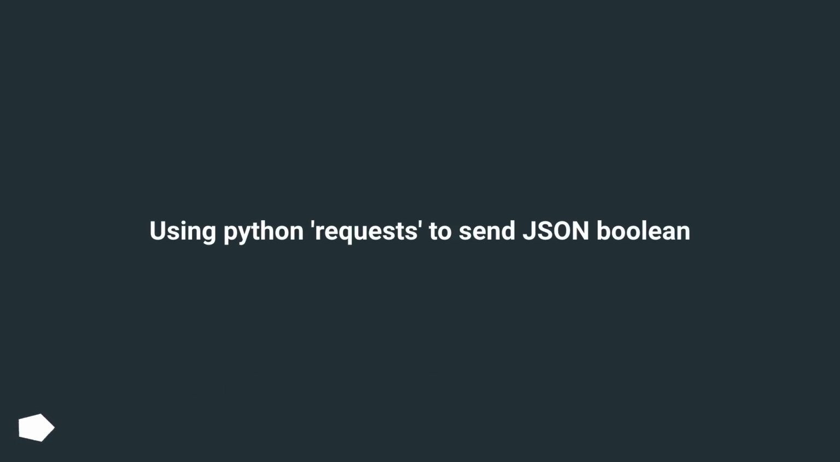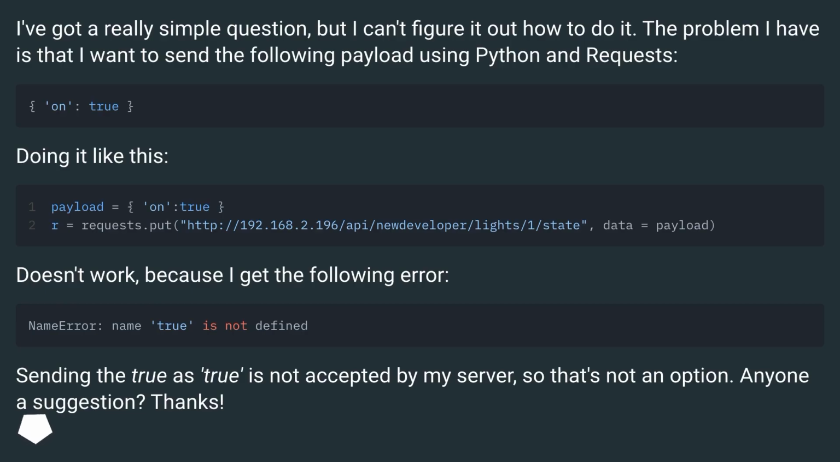Using Python requests to send a JSON boolean. I've got a really simple question, but I can't figure out how to do it. The problem I have is that I want to send the following payload using Python and requests.